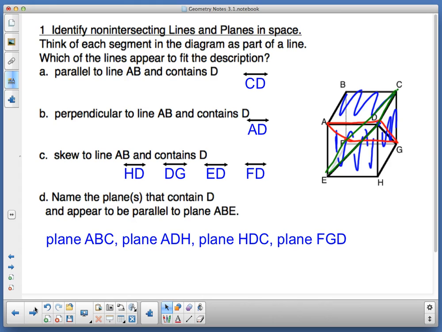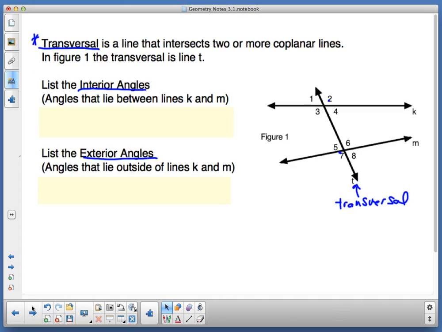Now, transversal. The transversal is a line that intersects 2 or more coplanar lines. So in figure 1 here, I got a transversal T, and I've got it all listed out, transversal T. And I've got that nailed down. But now I'm going to do some stuff with it.